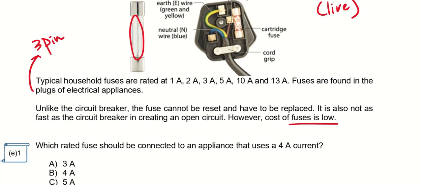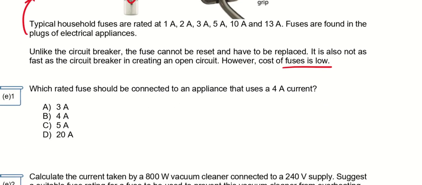Alright, so when we select a fuse, if the working current is 4 ampere, we cannot select a 3 ampere fuse because it will straight away melt, because the normal working current is 4 ampere. We also cannot select 4 ampere because anything that is slightly above this normal working current of 4 ampere, this thing will melt. Why not 20 ampere? Because 20 ampere is too high.